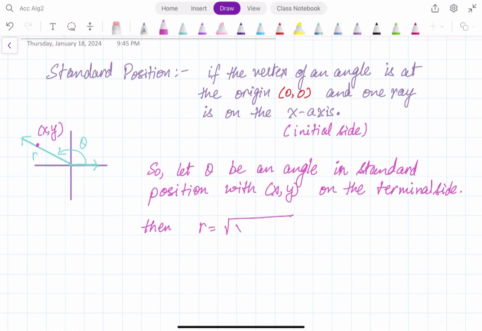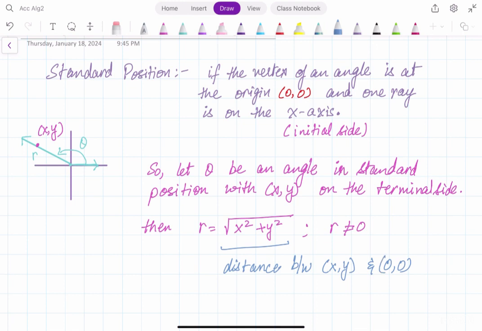So r is nothing but the radical of x squared plus y squared, because we are trying to find the distance from the coordinate x and y to the origin. Origin is 0 and 0. And we are making sure that r is not equal to 0, because the distance cannot be 0. It is just the distance between the two coordinates, x, y, and 0, 0.